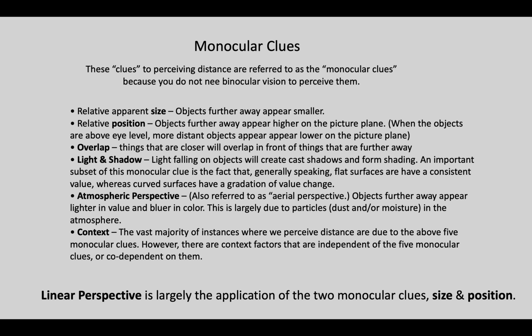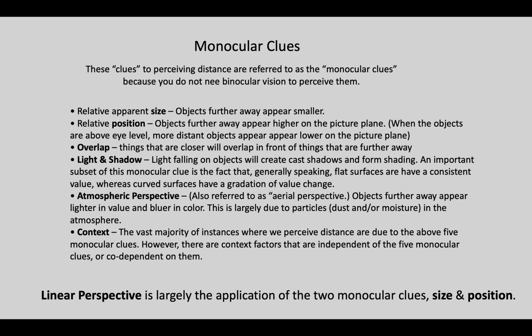Position. Things further away are higher up on the picture plane. Well, that is true below the eye level line. Above the eye level line, things further away are lower. Think clouds. On a beautiful blue sky day with a lot of cumulus clouds, the distant clouds are lower, closer to the horizon. But the railroad track gets smaller as you move up. So the relative position switches with whether it's above or below the eye level line.